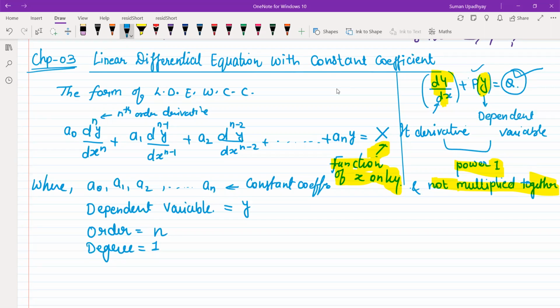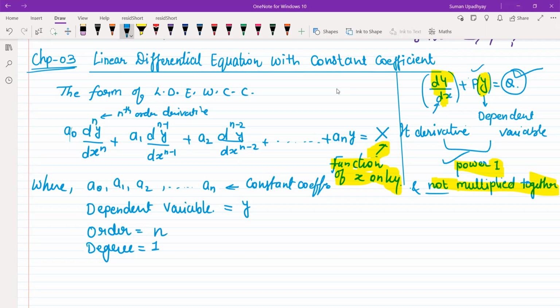Now, a question may come to your mind: ma'am, is this a linear differential equation? What does linear mean? I just told you, linear means the power of the derivative should be 1, and the dependent variable and its derivative should not be multiplied together. Is there any term where the dependent variable and its derivative are multiplied together? No, ma'am. And is the power of all the derivatives 1? I'm not talking about order, I'm talking about power, or you can say degree, of the derivatives. Yes, ma'am, all are one. What is the power of all the derivatives? It is 1. So yes, it is a linear differential equation.